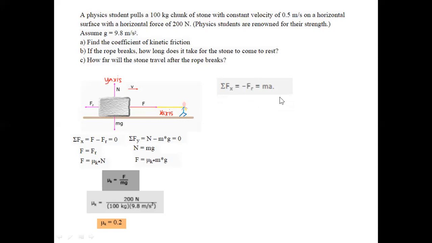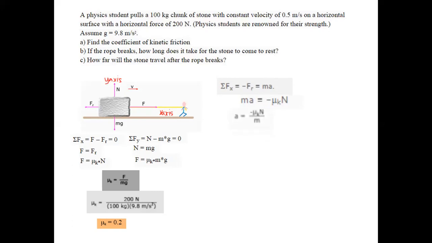We're going to consider the following analysis: the summation of F of x would be equal to the negative frictional force, equal to the mass times acceleration. And remember that our friction force here is equal to the coefficient of kinetic friction times our normal force. And since this is negative, we're going to make this negative as well. So mass times acceleration is equal to negative kinetic friction coefficient times the normal force.